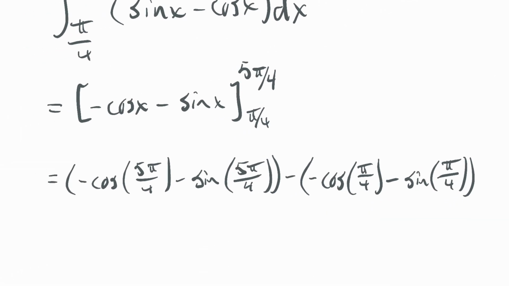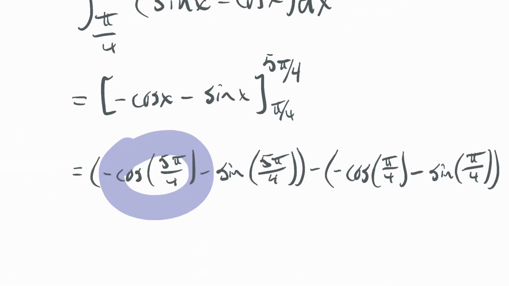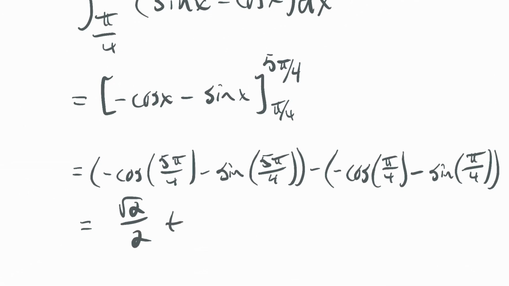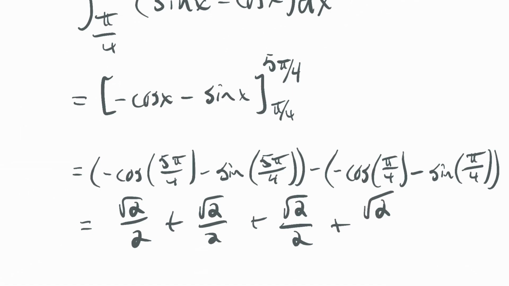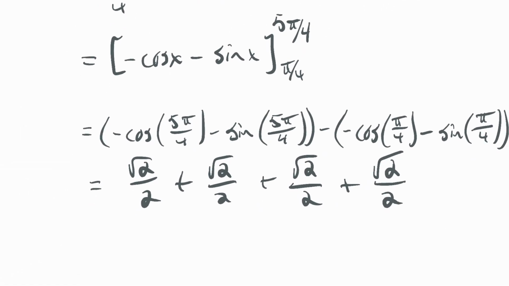And of course, the trig function values we just talked about, cosine of 5 pi over 4 is negative root 2 over 2, but I'm negating that, so this is really root 2 over 2. So I'm going to get root 2 over 2 minus negative, so really plus root 2 over 2. Minus negative, so really plus root 2 over 2, and then double negative root 2 over 2. So you add all that up, you get basically 2 root 2 over 2. I'm sorry, 2 root 2 rather.